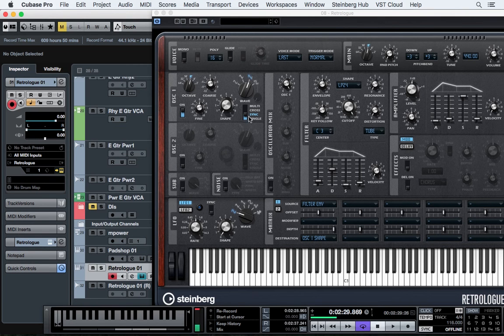a sawtooth oscillator with sync, and then the filter envelope has no sustain, and then a moderate amount of decay, slight attack on oscillator 1's shape, which is controlling the effect of oscillator sync. That sounds like this. And then Padshop over here, I'm going to play the same note, switching back and forth.